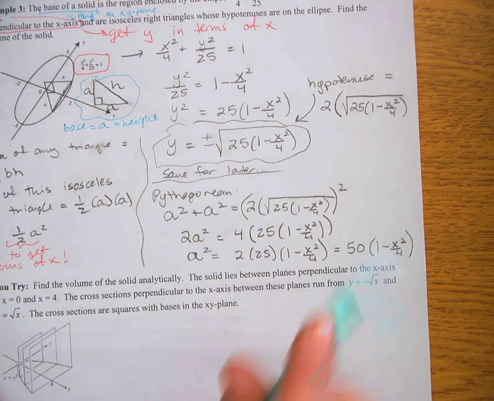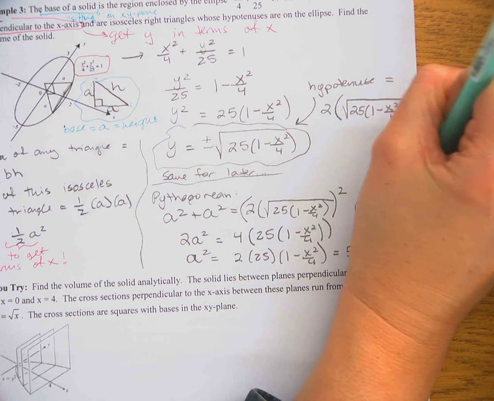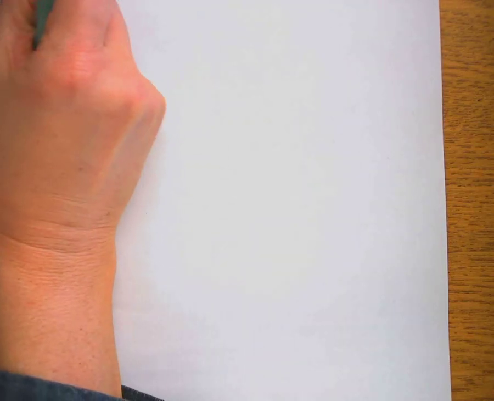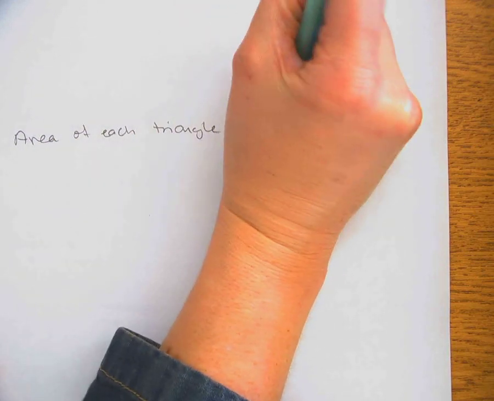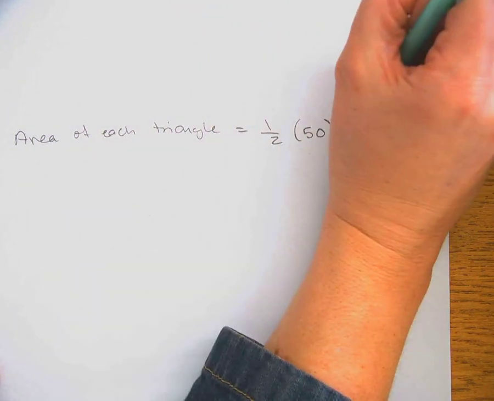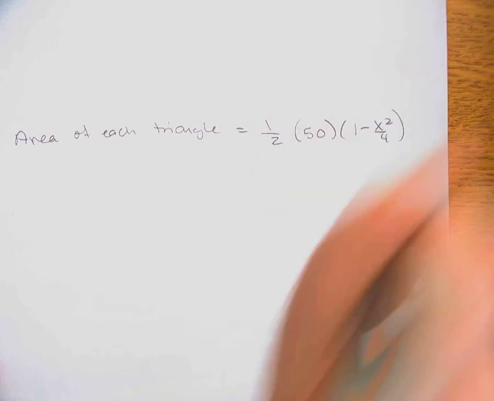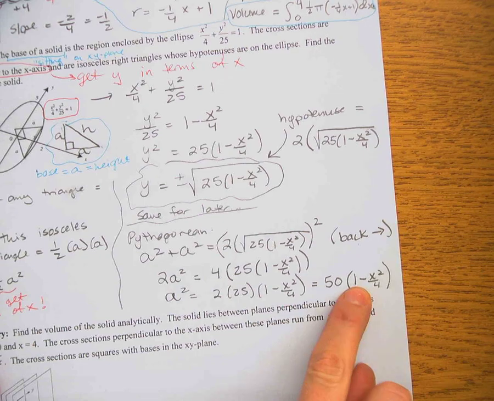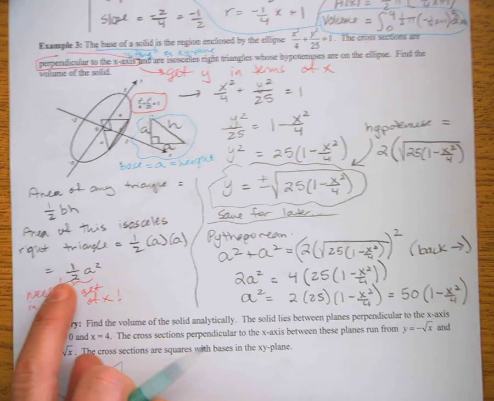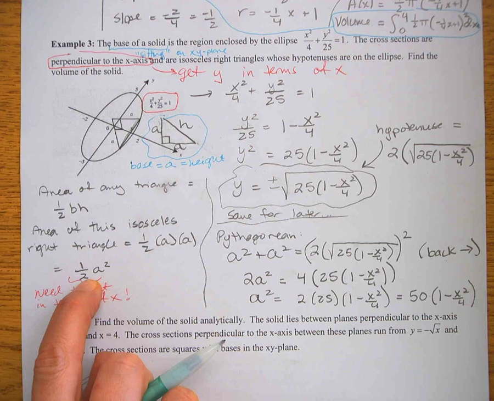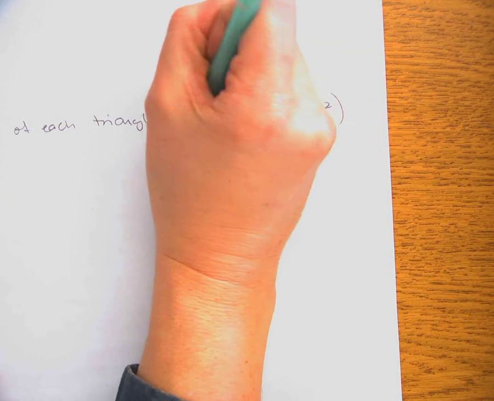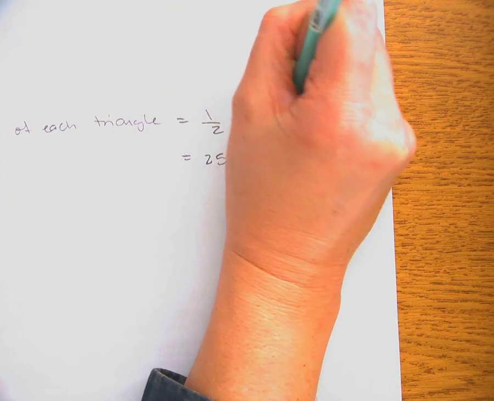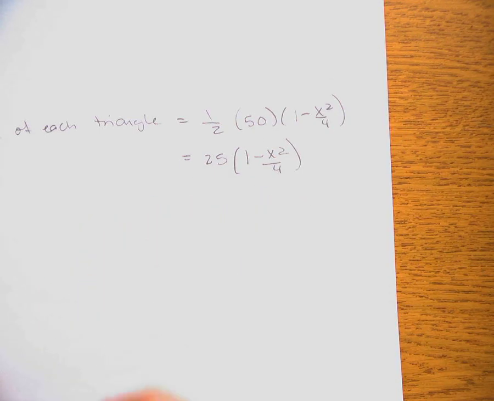Since I'm running out of room, let's move this on the back. So now I can say the area of each triangle in terms of x is equal to 1/2 times 50 times 1 minus x squared over 4. Make sure I got that right. So there's a squared, and the area of the triangle was 1/2 a squared. So I just take half of that. So basically it's 25 times 1 minus x squared over 4. Okay, the hardest part has been done.